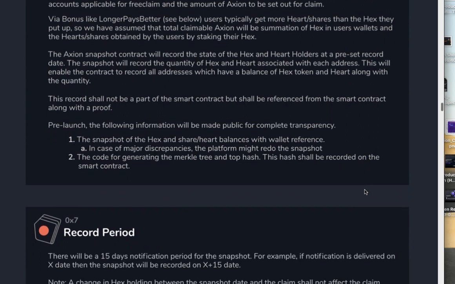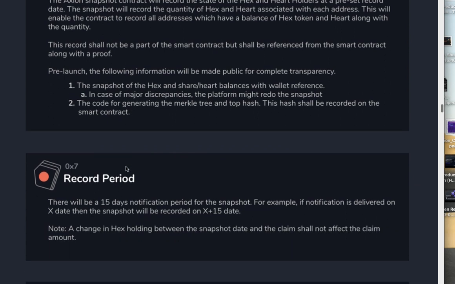Pre-launch: the following information will be made public for complete transparency. The snapshot of the Hex and share heart balances with wallet references. In case of major discrepancies, the platform might redo the snapshot. The code for generating the Merkle tree and top hash. This hash will be recorded on the smart contract. So that's for more technical people.